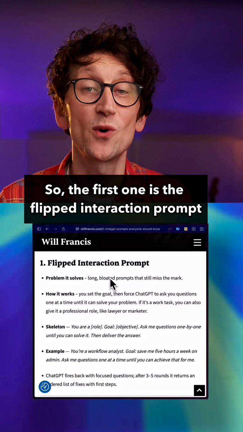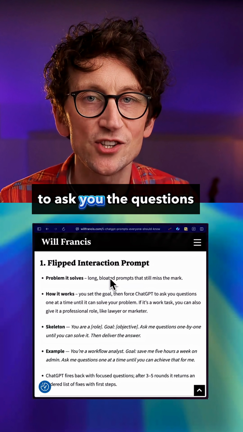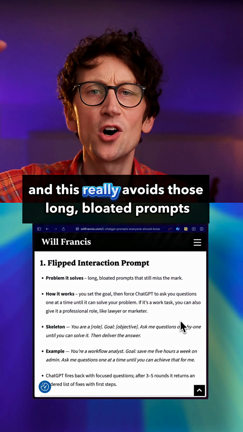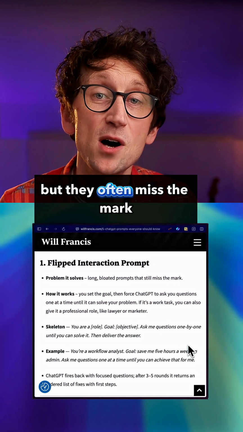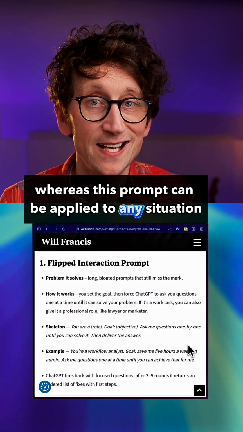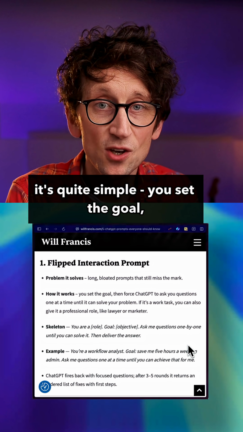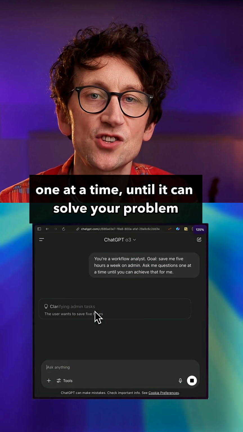So the first one is the flipped interaction prompt. And this is where you force ChatGPT to ask you the questions. And this really avoids those long, bloated prompts that I know you can find all over the internet, but they often miss the mark because they're not very adaptable to what you want to achieve. Whereas this prompt can be applied to any situation. It's quite simple. You set the goal, you force ChatGPT to ask you the questions one at a time until it can solve your problem.